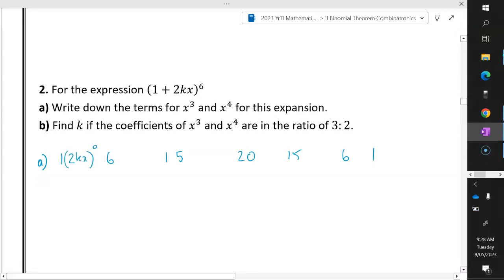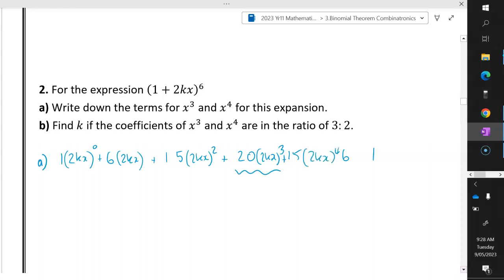So we're going to have x to the 0 and it's 2kx, so it's everything in that second part that we're going to add in here. 2kx to the 2, 2kx to the 3, so that's our third term that we're looking at, and 2kx to the 4. So I don't really want the 6 and the 1 in there in this case. There's other stuff happening.